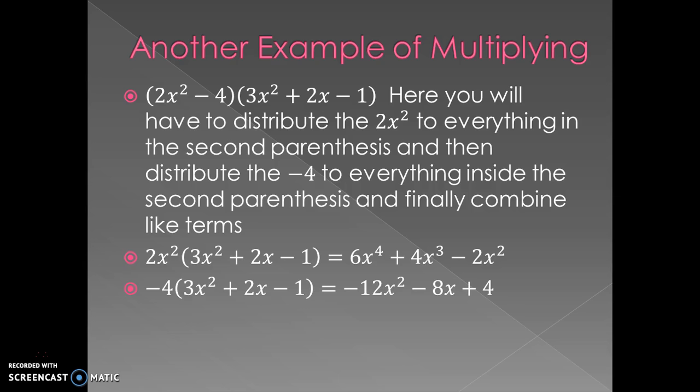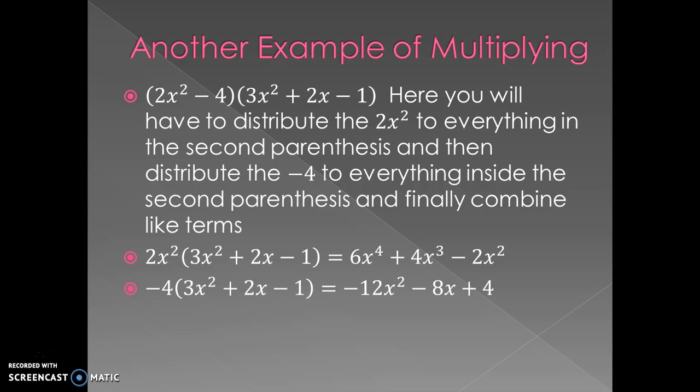Now I have to do the negative 4 by everything in the second parentheses. Negative 4 times 3 is negative 12, and then I have two x's still up there. Negative 4 times 2 is negative 8x, and then negative 4 times negative 1 gives me a positive 4. Finally, I take those two answers and I'm going to combine any like terms. So now I'm back to adding and subtracting, so I can only put things that have like terms together.